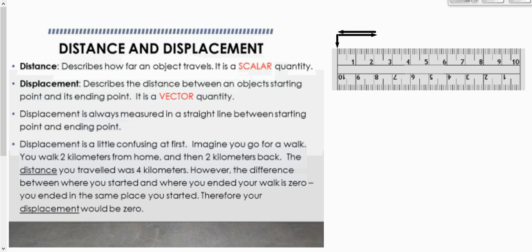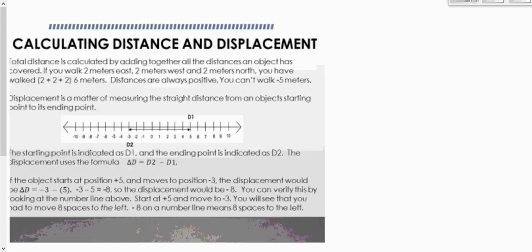From my starting point, it appears that I haven't gone anywhere at all, although my total distance shows that I've walked actually quite a long way. Distance is always calculated by adding together all the distances that an object's covered. If I walk 2 meters east and then 2 meters west and then 2 meters north, I would have walked 2 plus 2 plus 2 is 6 meters. Distances are always positive. You can't walk -5 or -6 meters. You would have covered a certain amount of distance.